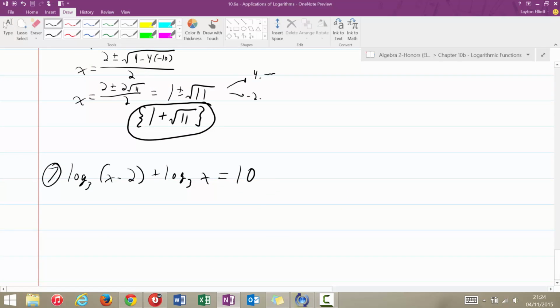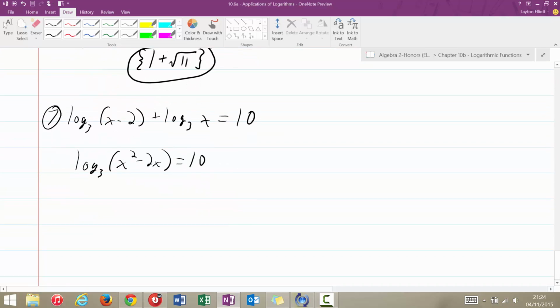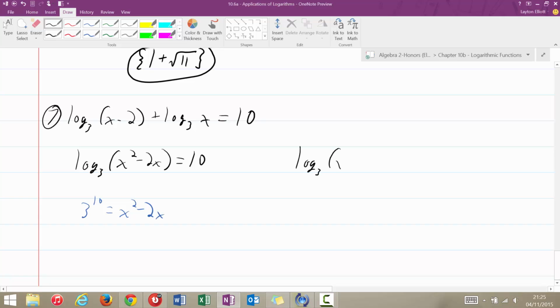Now the second one is very similar. I would still use the log rules to combine the left side, x squared minus 2x, but I can't drop the logs. I can do one of two things. What I can do is convert it to exponential form and say 3 to the 10th power is equal to x squared minus 2x. Or what I can do is actually change the right side to be a log. I can say this is log base 3 of x squared minus 2x equals the log base 3 of 3 to the 10th power. And now I can drop the logs. However you do it, you're going to get to the same thing.